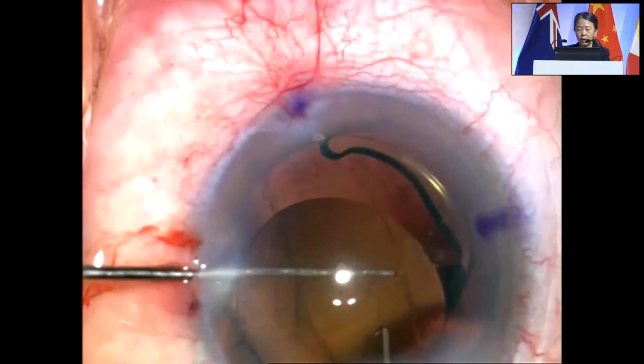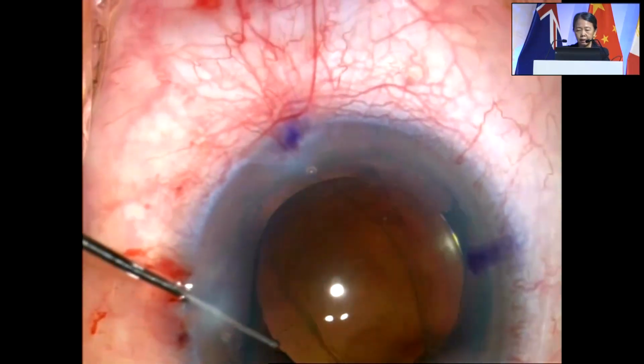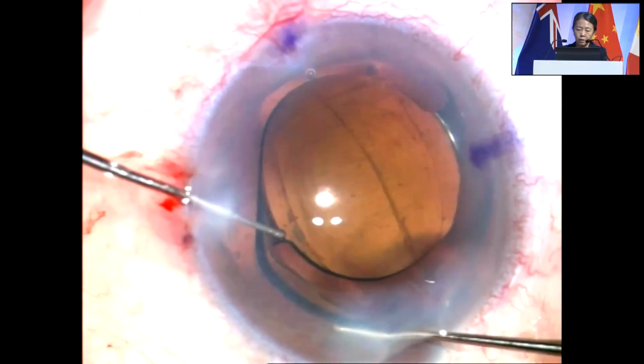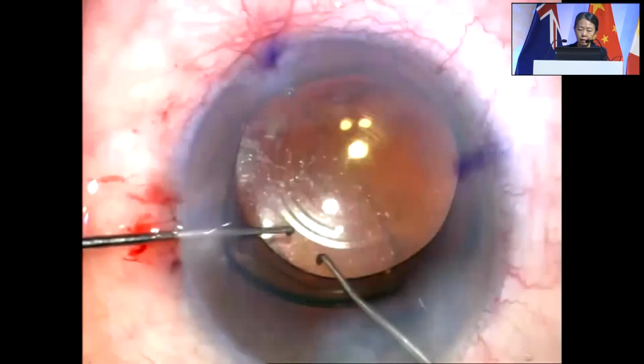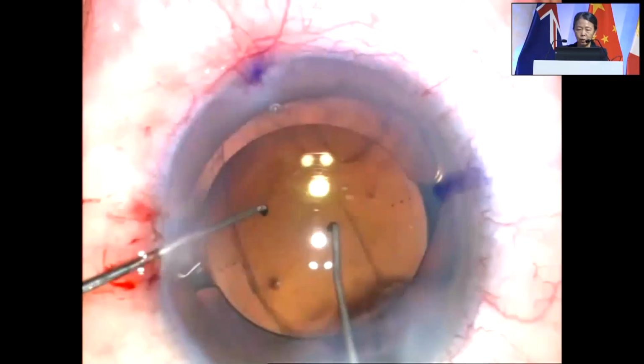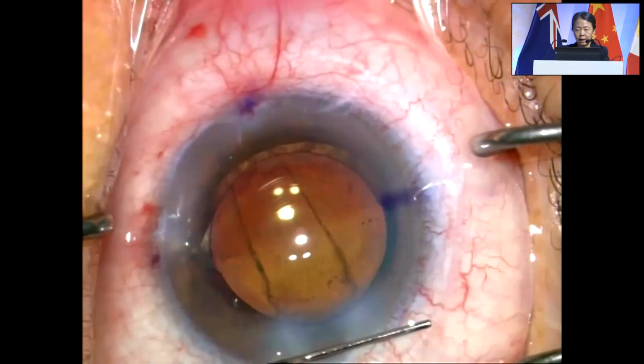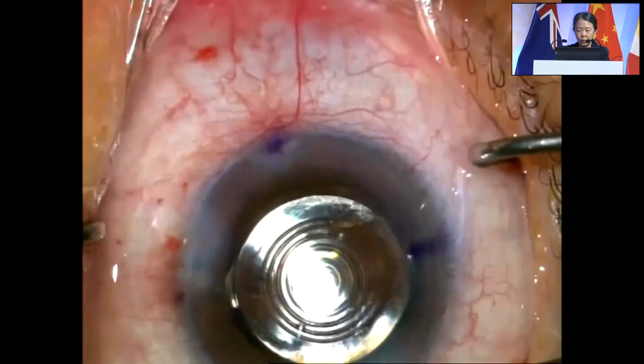And I'm just gently dropping this IOL, haptic by haptic, into the capsular bag. So this is a very safe way of implanting it exactly at the axis that you want it to be. All right, so this happens to be 90 degrees, and it was in my favor, and this eye also did very well.